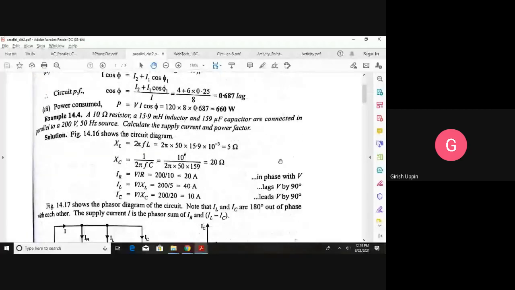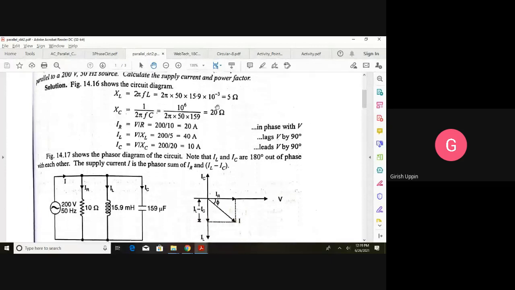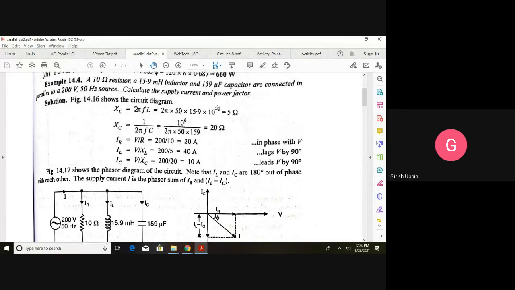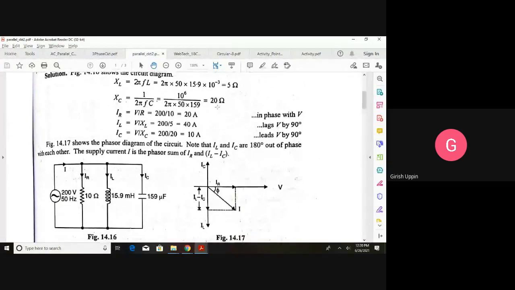A 10 ohm resistor, 15.9 millihenry inductor, and 159 microfarad capacitor are connected in parallel to 200 volt. So all are connected in parallel. Calculate the supply current and power factor. So you can see here, L value is given and C value is given, frequency is given. So calculate XL and XC. XL will come as 5 ohm, XC will come as 20 ohm.